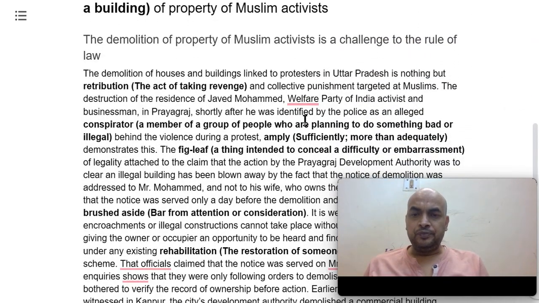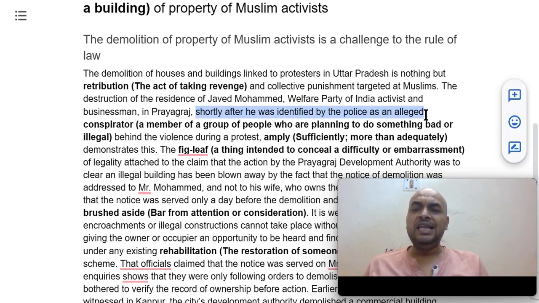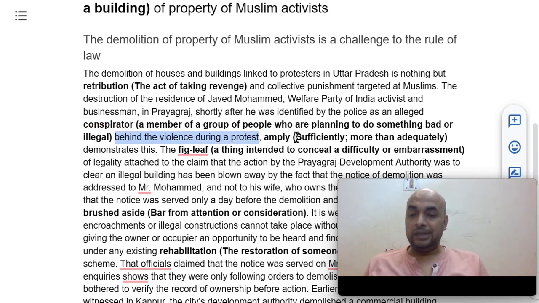So, shortly after he was identified by the police as an alleged conspirator. Alleged means something has been said but is not proved. कहा गया लेकिन प्रूव नहीं हुआ है, अभी तक सिद्ध नहीं हुआ है. आरोप लगा है. ओके, कॉन्स्पिरेटर. ठीक है, तो कहा गया कॉन्स्पिरेटर, ऐसा कॉन्स्पिरेटर जिसका आरोप अभी सिद्ध नहीं हुआ है. Who was behind the violence during a protest? Okay, so this is the conspirator. Uses of conspirator. Okay, a member of a group.